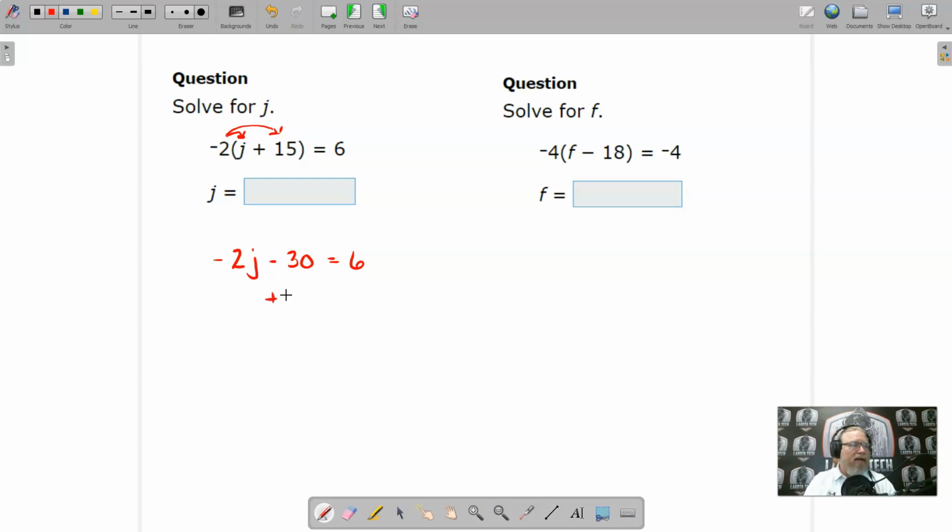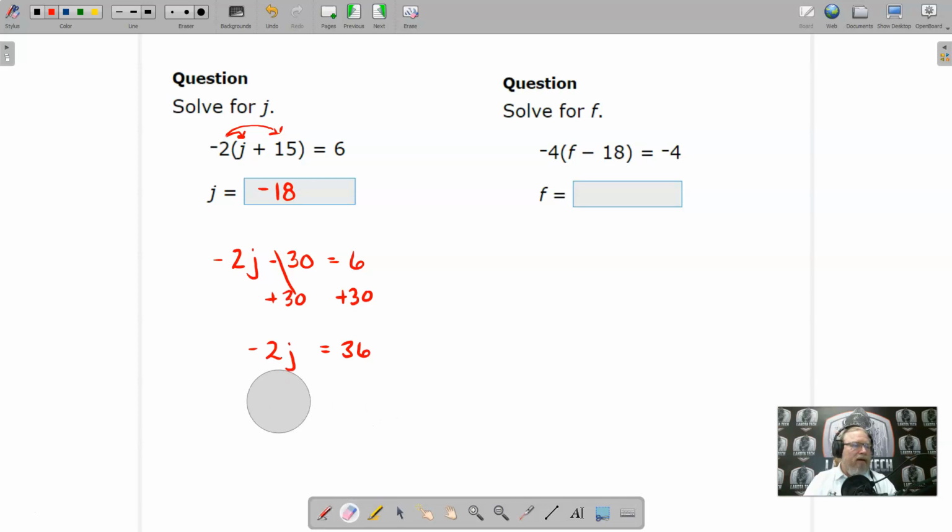So let's go ahead and add the 30. What we do to one side, we're going to do to the other. The 30s are going to cancel each other, leaving us with negative 2j on the left and 36 on the right. Now let's go ahead and divide by negative 2. It's going to leave me with just j over here. And 36 divided by negative 2 is going to be what, 18, right? And that was a positive divided by a negative, so that's going to be negative 18. So negative 18 is our answer there.